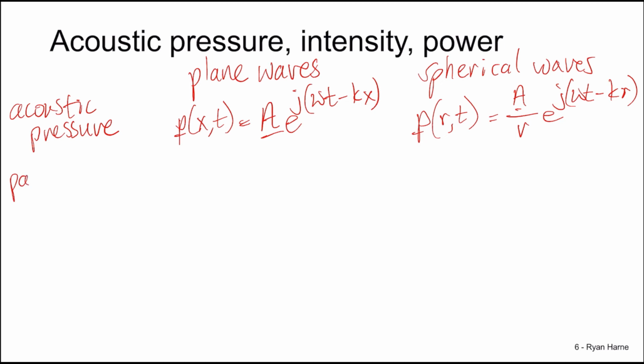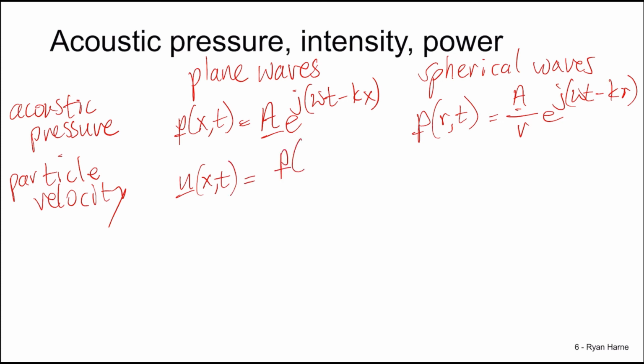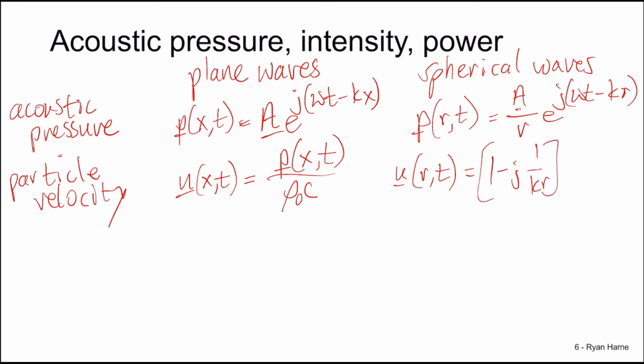The particle velocity is next. The particle velocity for harmonic plane waves is u as a function of x and t is equal to the complex acoustic pressure as a function of x and t divided by rho naught c. Whereas for spherical waves, u is a function of r and t and is equal to a set of coefficients 1 minus j multiplied by 1 on kr, where k is the wave number. Those coefficients are multiplied by the complex acoustic pressure, p as a function of r and t, divided by rho naught c. So here's where we see, again, that acoustic pressure and particle velocity are in phase for plane waves, but they are in general not in phase for spherical waves.